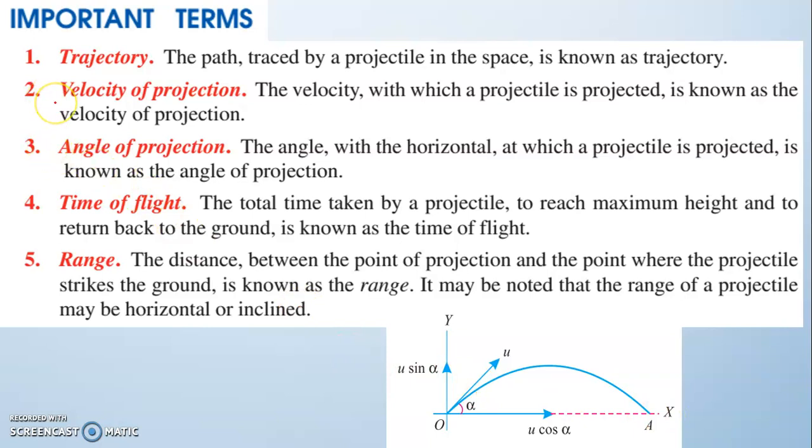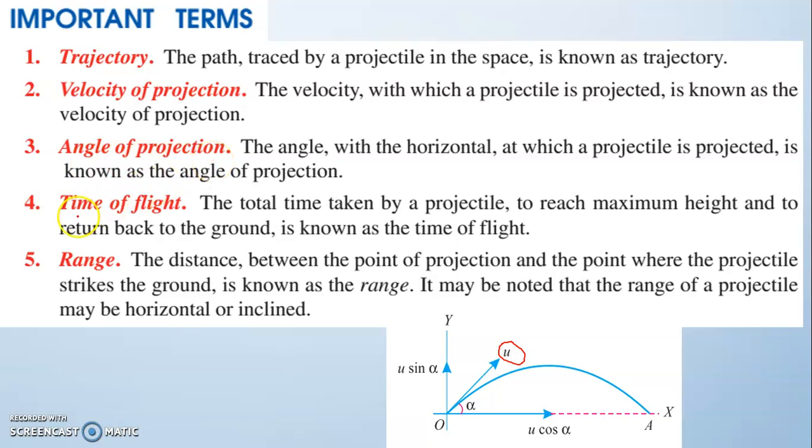The second term is velocity of projection. The velocity with which we throw the object into the air is called u. And it will make an angle with the horizontal, that is called the angle of projection.